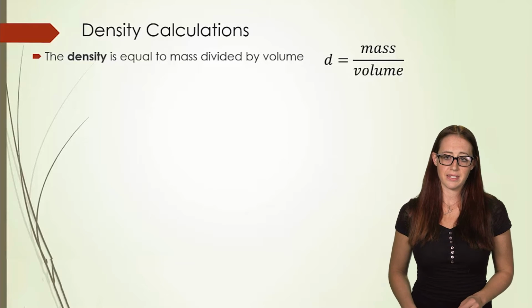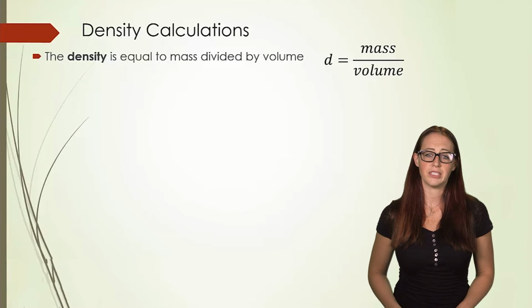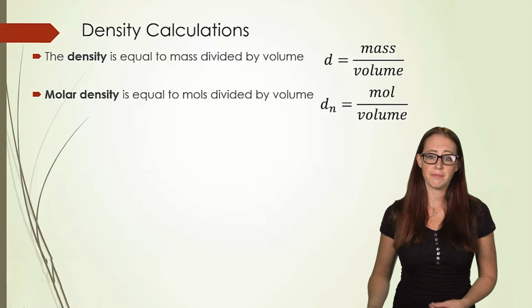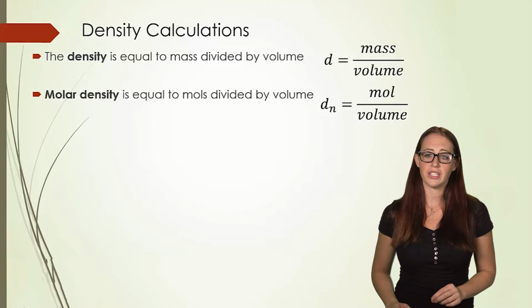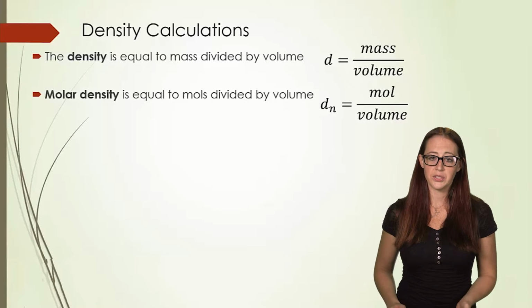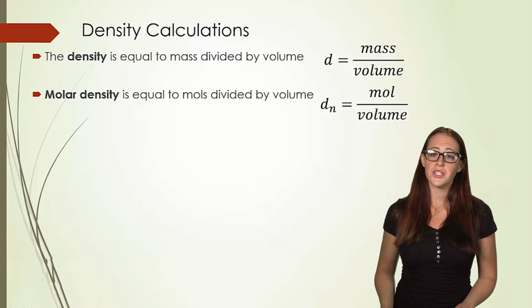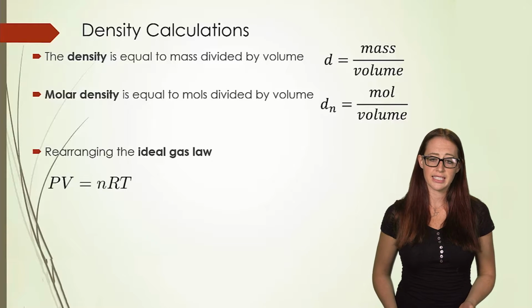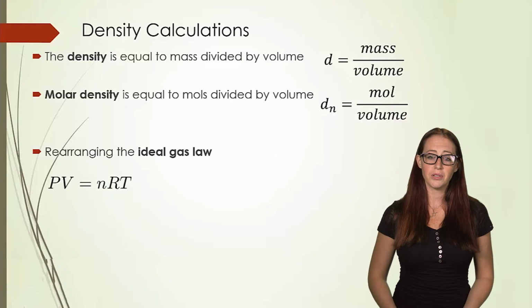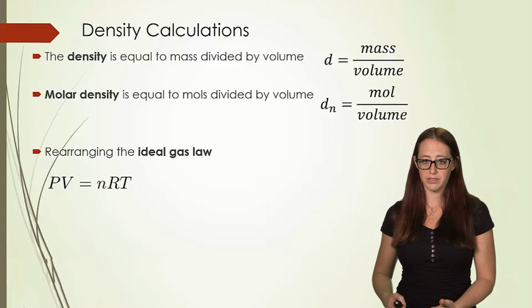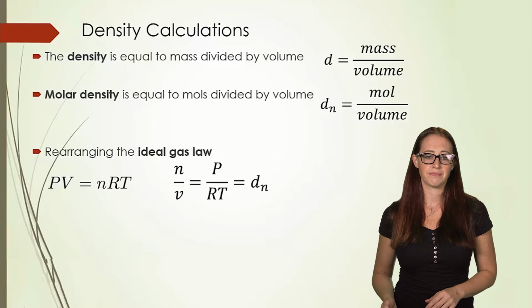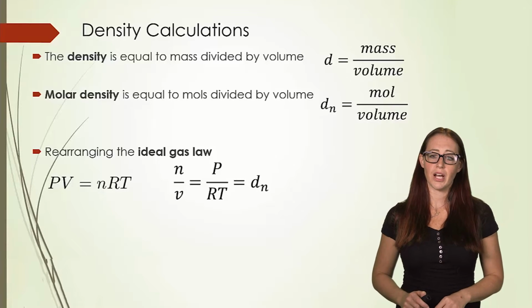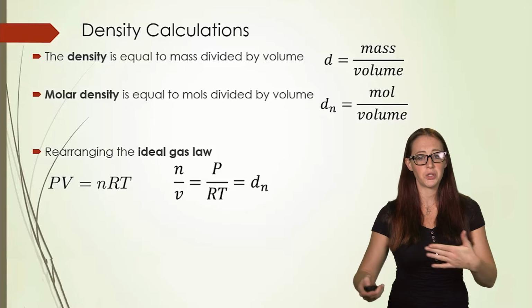The density of a substance is its mass divided by its volume. This is different than the molar density, which is moles divided by volume. We should note here that we can solve for molar density using the ideal gas law, because we know that PV equals nRT, and we know that the molar density is n over V. So, if we solve the ideal gas law for n over V, we get P over RT. This is a useful relationship to know, and more importantly, to know that you know it and that you can solve for this.